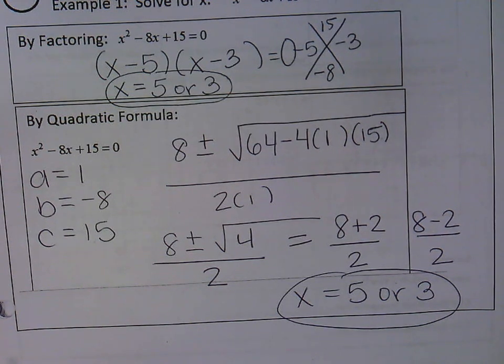So people that get stuck on the unit test, oh no, I don't know how to factor this. You could use the quadratic formula and factor it backwards, right? Now that I know that 5 and 3 are my solutions, I know my factors should have been x minus 5 and x minus 3. So you can use the quadratic formula to help yourself factor if you're really stuck on factoring.